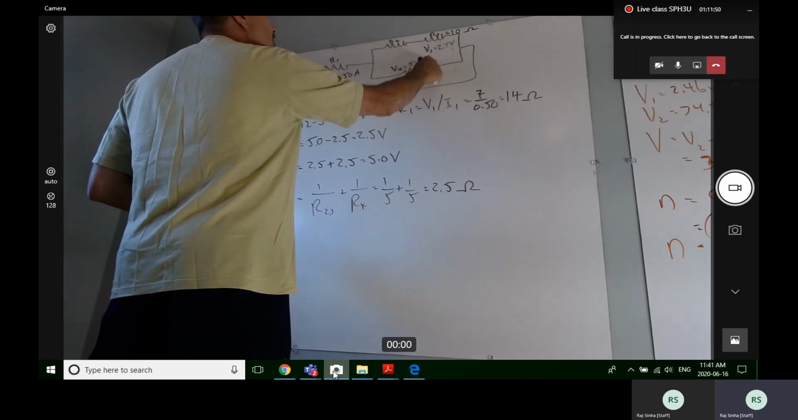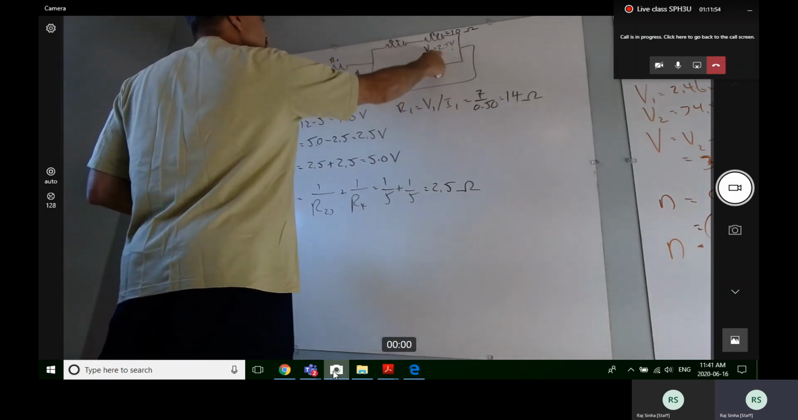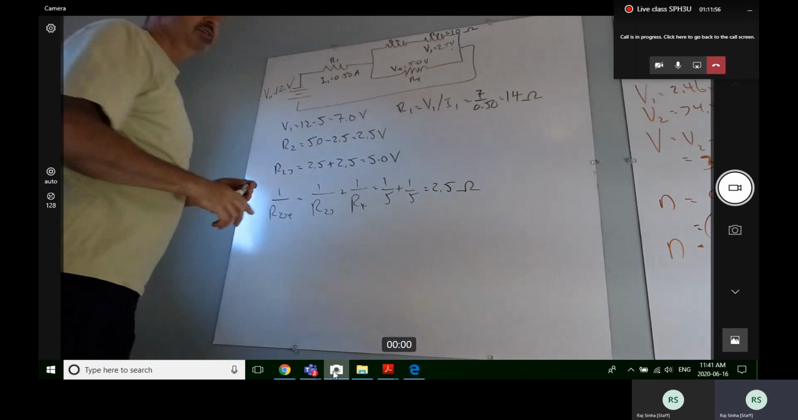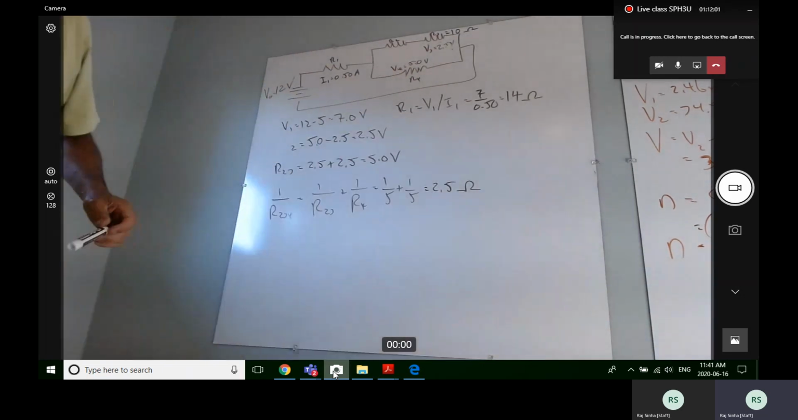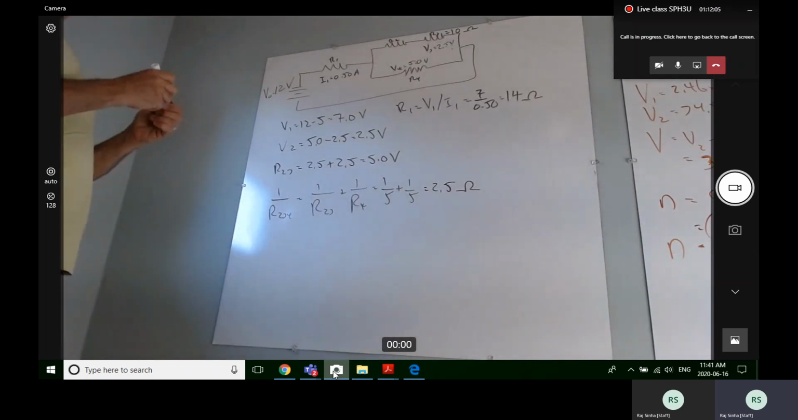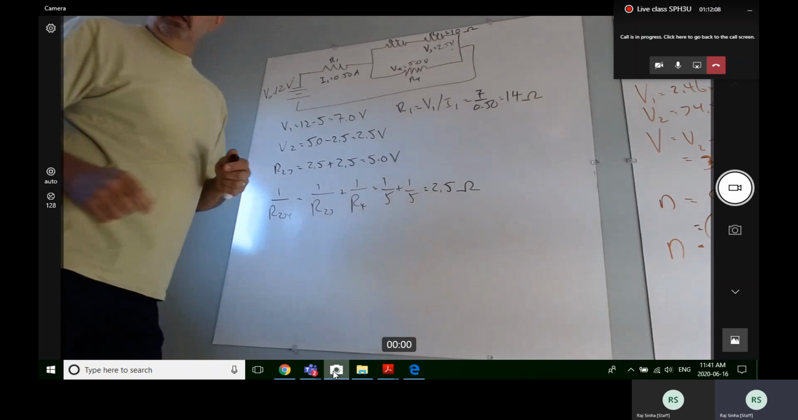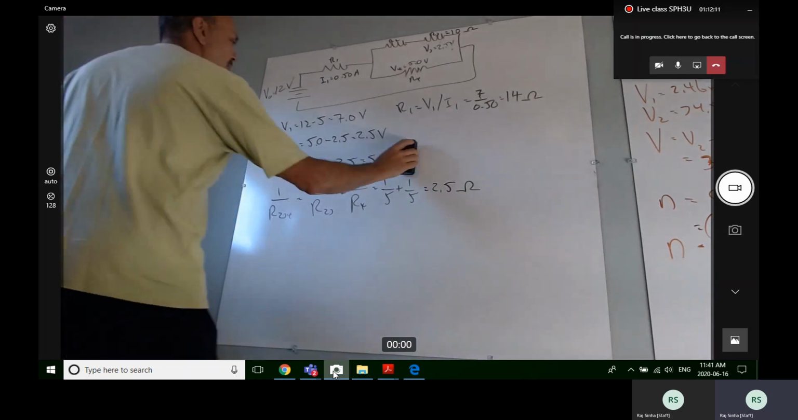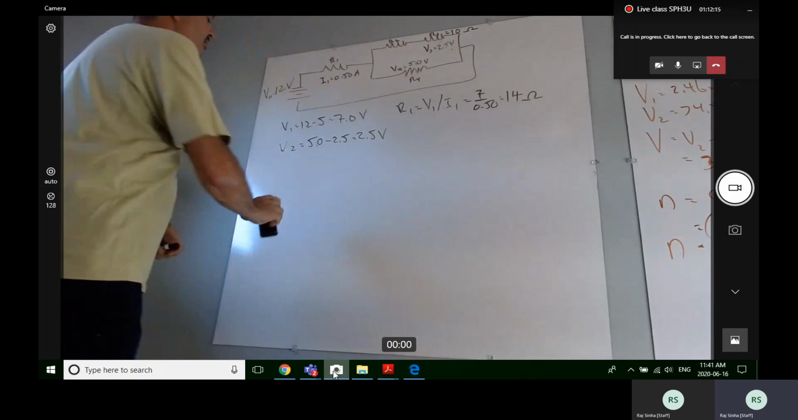I know V4 was 5 volts, and I know V3 is 2.5 volts. So I know this should be V2. Sorry, there's my mistake. V2 is also 2.5 volts. Now, let me fix this because I think I put a V instead of an R.